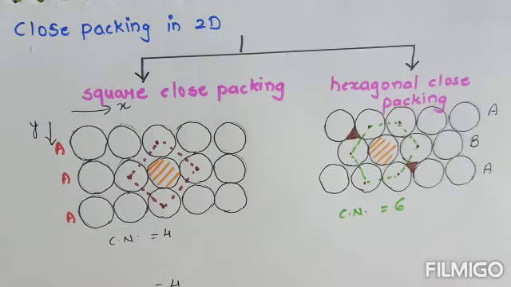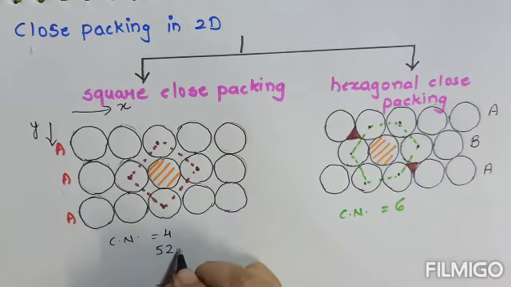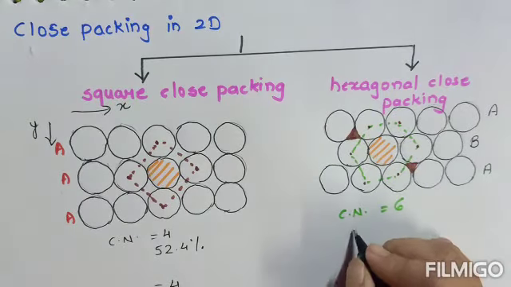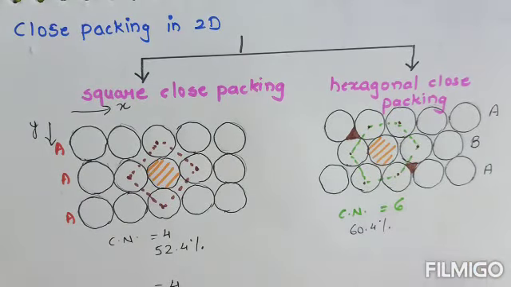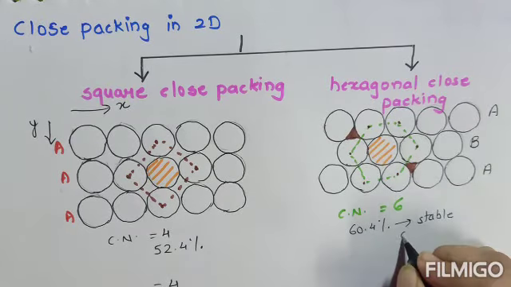If we talk about how much space is occupied by the voids, that is the empty space, and how much space is occupied by the constituent particles, then for square close packing it is 52.4%. That is, 52.4% of the space is occupied by the constituent particles, and in hexagonal close packing it is 60.4%, and the remaining space is vacant. Since more space is occupied in hexagonal close packing, it is a more stable arrangement.